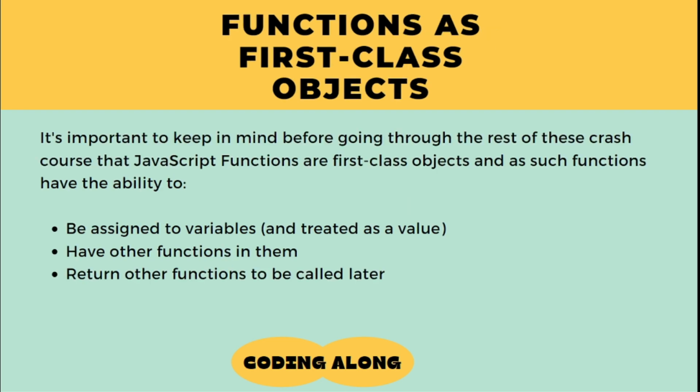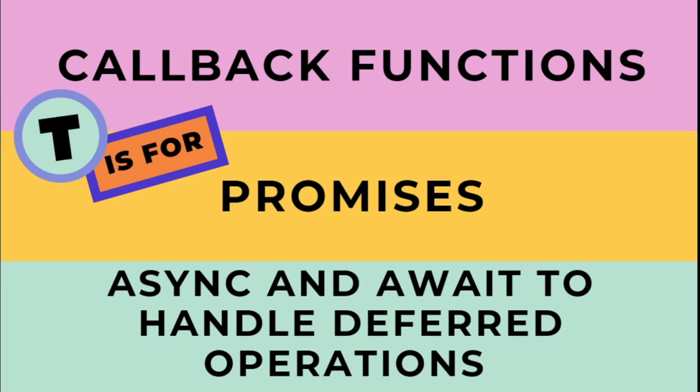Functions as first-class objects. It's important to keep in mind before we go through the rest of this crash course that JavaScript functions are first-class objects, and as such, functions have the ability to be assigned to a variable and also be treated as a value. They also have the ability to have other functions in them, and they can also return other functions to be called later. Now let's really dive into callback functions, and then we'll go to promises, and after that we'll discuss async await to handle deferred operations.